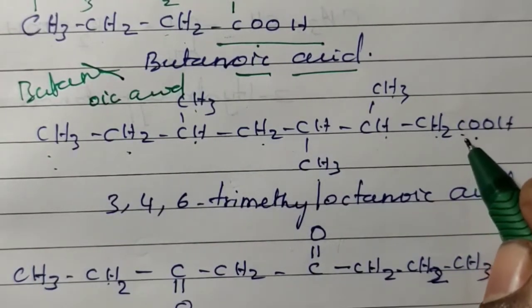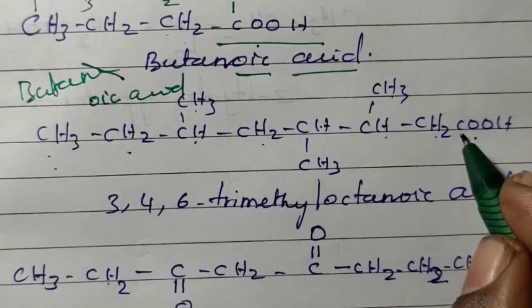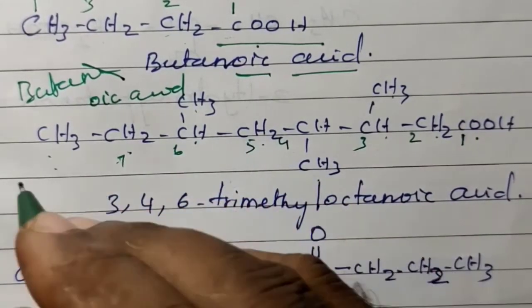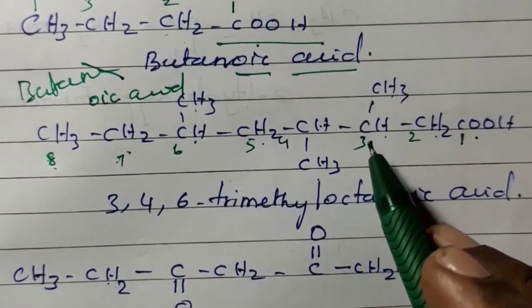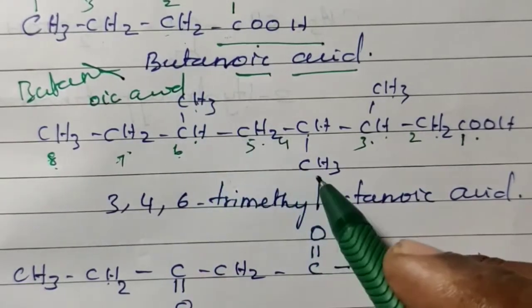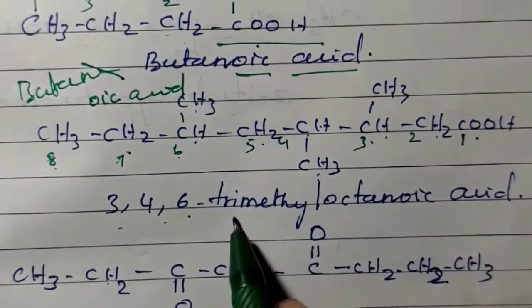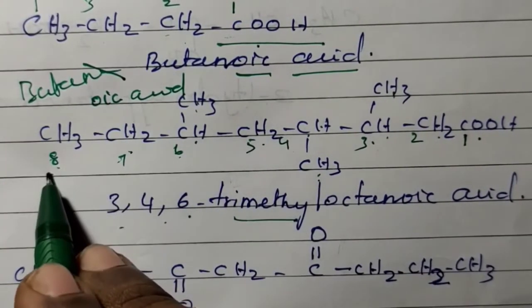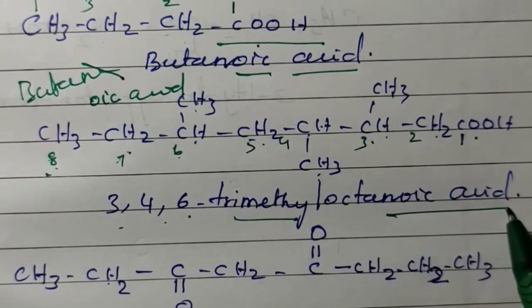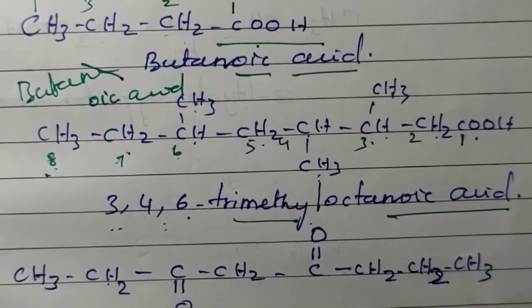We have to give numbers. We have to start numbering from the carboxylic acid group because it is the functional group. So 1, 2, 3, 4, 5, 6, 7, 8. The third carbon atom, then the fourth carbon atom and the sixth carbon atom have a methyl group. So we have to write 3, 4, 6 trimethyl. Totally 8 carbon atoms, so octane. Remove the E and you have to add oic acid. So 3, 4, 6 trimethyl octanoic acid.